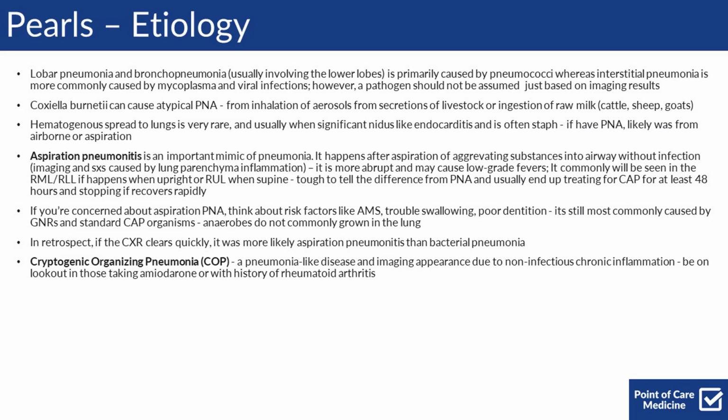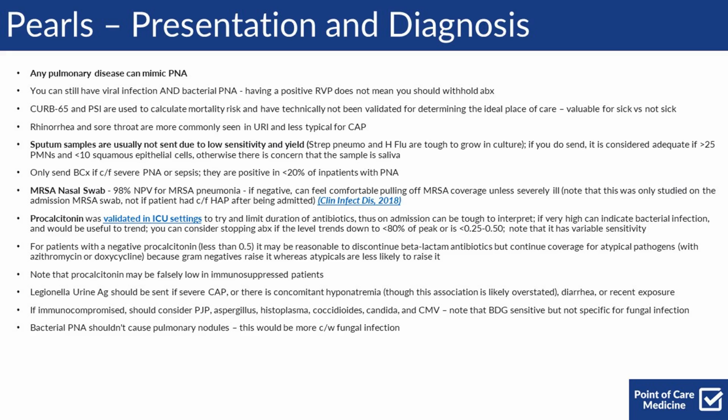Cryptogenic organizing pneumonia, or COP, is a pneumonia-like disease and imaging appearance due to non-infectious chronic inflammation. Be on the lookout in those taking amiodarone or who have a history of rheumatoid arthritis. For pearls related to the presentation and diagnosis, note that any pulmonary disease can mimic pneumonia. You can still have a viral infection and a bacterial pneumonia. Having a positive RVP does not mean that you should withhold antibiotics in the correct clinical context.